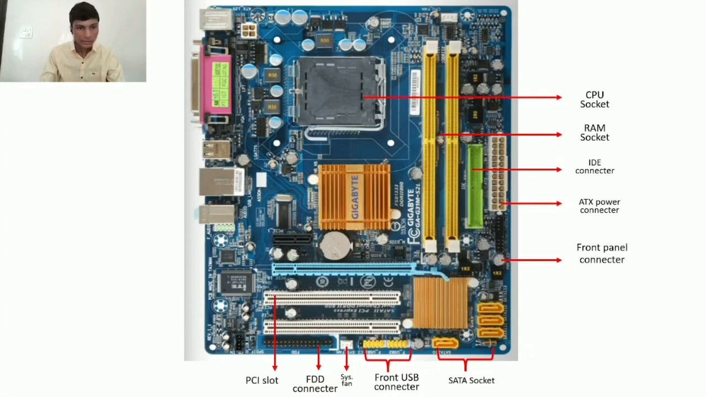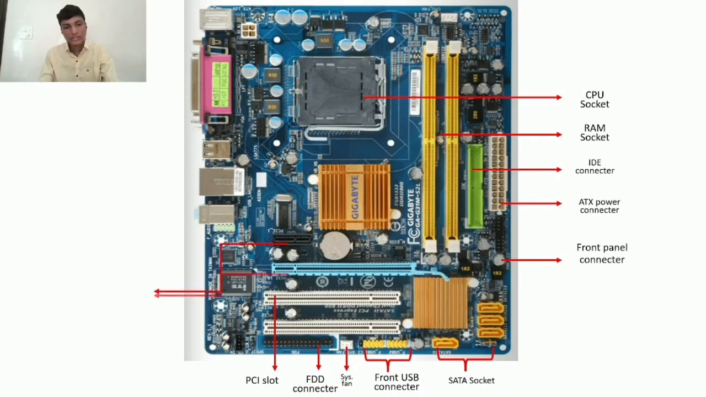So next is the PCI slot. PCI slots are typically used to install expansion cards such as network cards, sound cards, and video cards. These cards are designed to fit into the PCI slot to connect to the motherboard through slots, pins, or contacts. The number of PCI slots available on a motherboard can vary depending on the motherboard model and manufacturer.